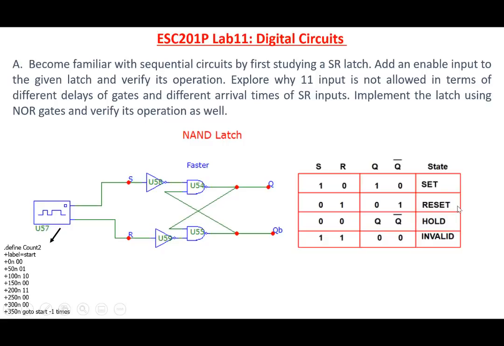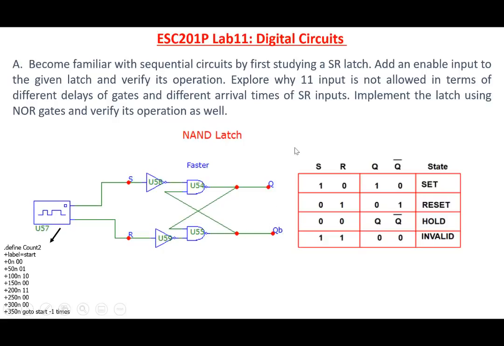inputs here. 0, 1 will reset it, and 0, 0 here, the latch will maintain its state. Whatever it is, whether Q is 0, it will remain 0, Q is 1, it will remain 1 here. So this is called the hold state here. And 1, 1 we consider as an invalid set of inputs. We'll see that many times when you have 1, 1, and then when you go to 0, 0, the output is unpredictable. And we'll see that through simulations here.